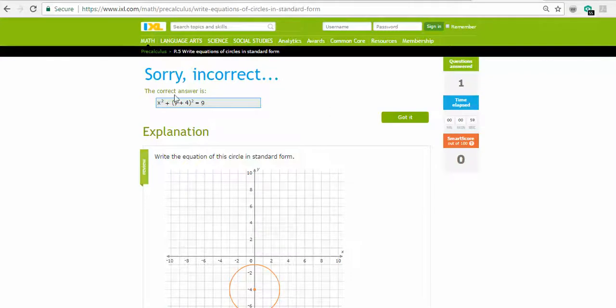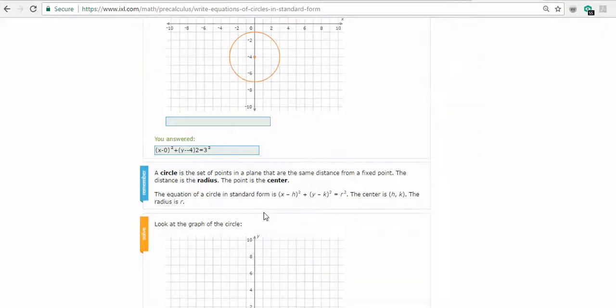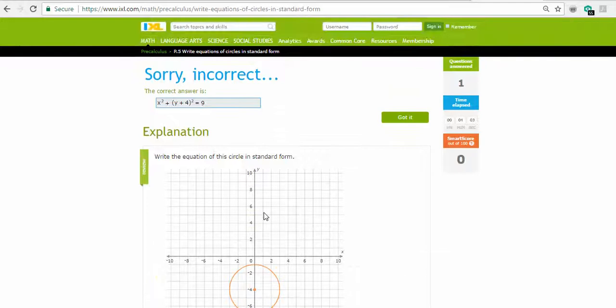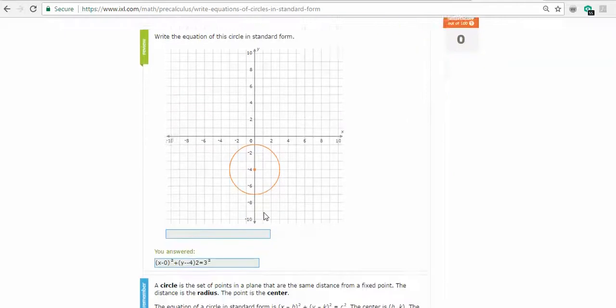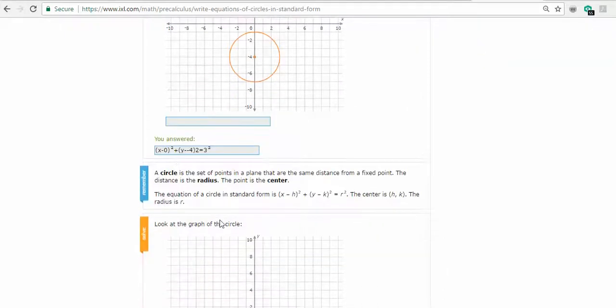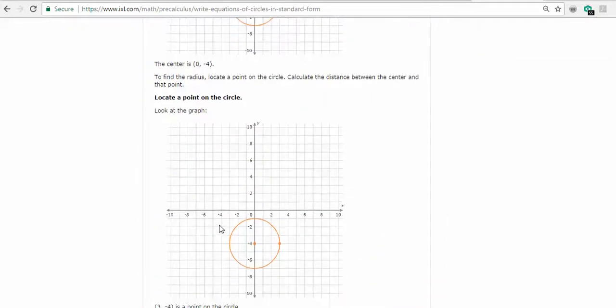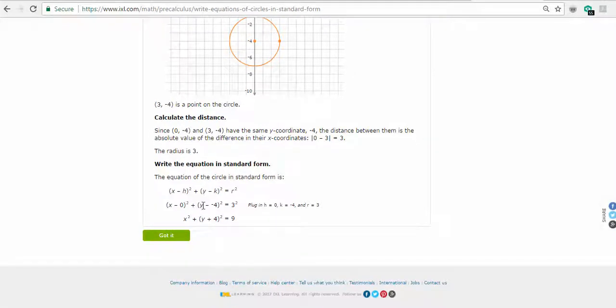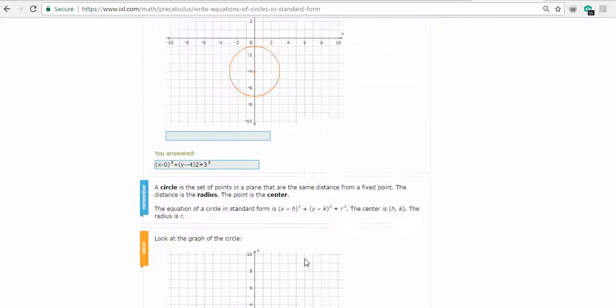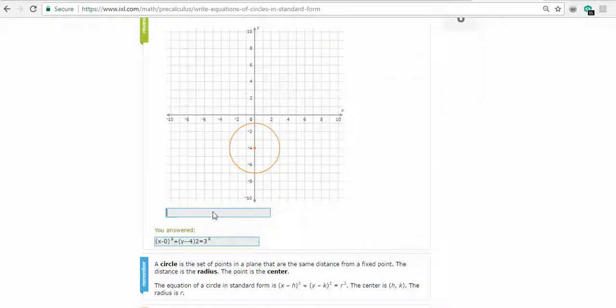Sorry, incorrect. So what did I put? I put it with a minus sign there. So here's an area where you have to be careful. I just found out that even though I wrote it correctly, and I did what I was supposed to, and I even followed what they did here, this is the answer, it's going to flag it as a bad answer. So lesson learned. Something to tell the kids.